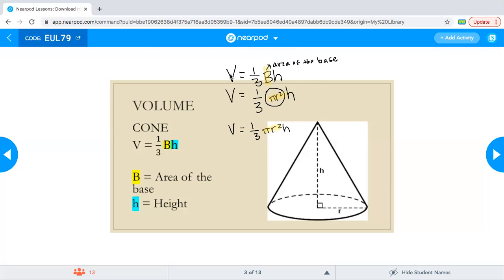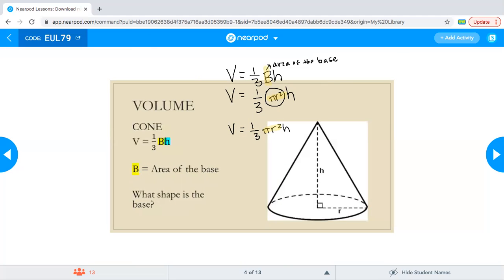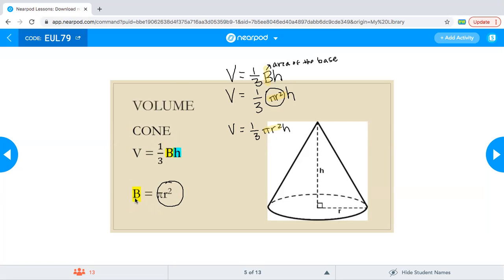So let's look at some more. So capital B, we talked about, is the area of the base. The shape of the base is a circle. So capital B turns into pi r squared because the area of a circle is pi r squared. If you understand why capital B turns into pi r squared, can I get a virtual thumbs up and then a thumbs up in the classroom if we understand that?